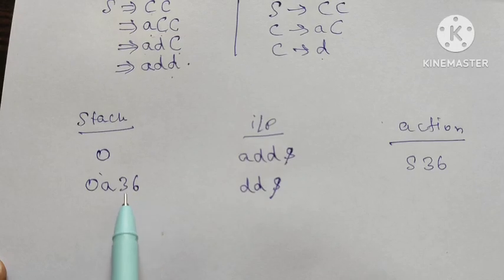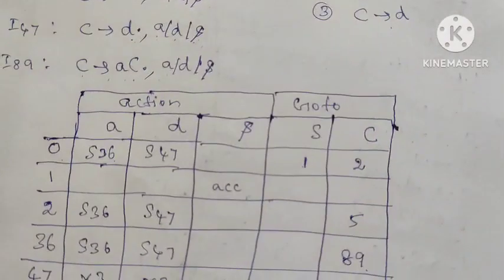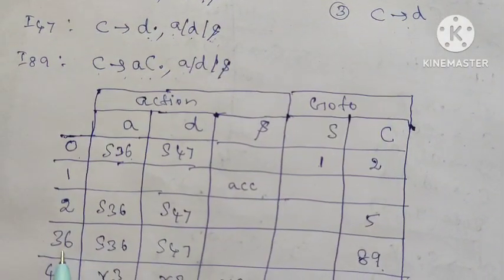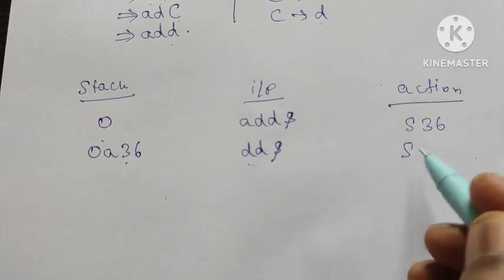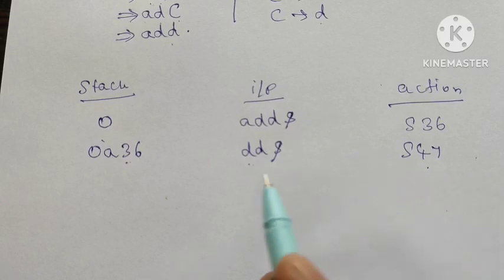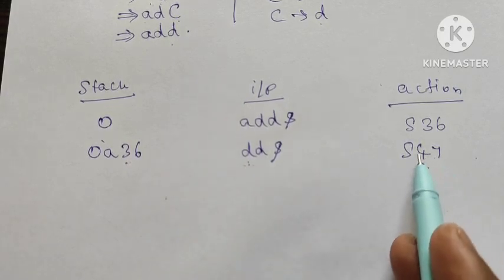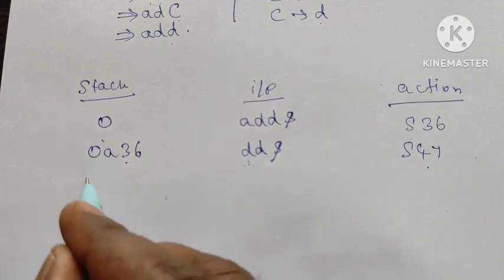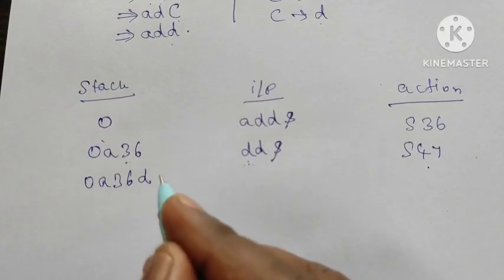Now on the left side you have 36, on the right side you have D. Go to the parse table, 36 and D is S47, isn't it? So write S47, again a shift action. Push one element from the input, D will be pushed into the stack and 47 should be pushed. So you will get a result in the stack as 0, A, 36, D and 47.